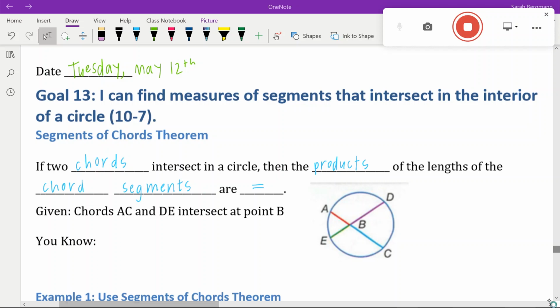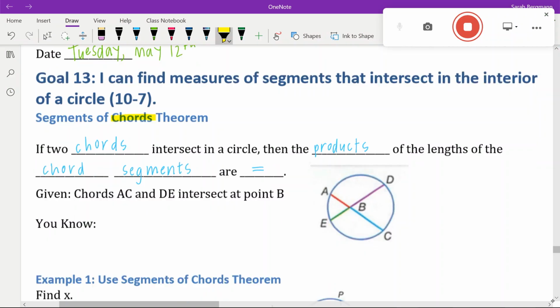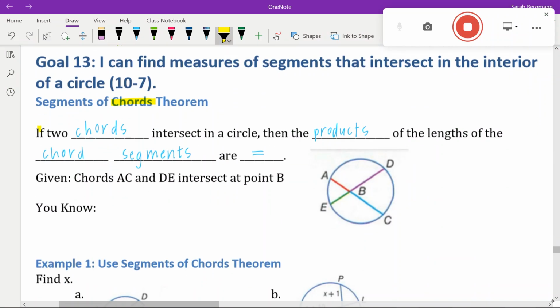Our lesson today is about the measures of segments that intersect in the inside of a circle. So remember, two segments in a circle are called chords. If two chords intersect in a circle, then the products of the lengths of the chord segments are equal. Chord segments are the pieces of the chord.